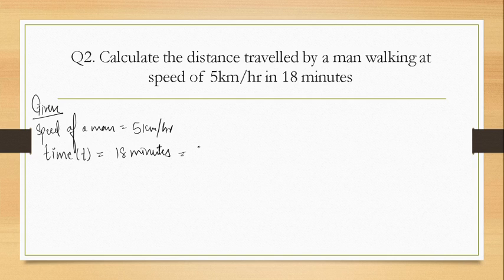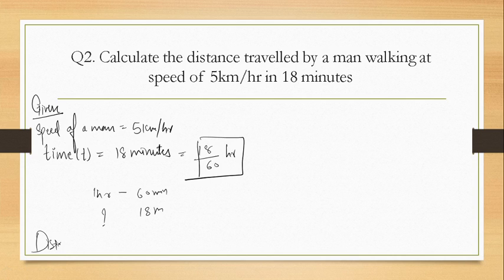Now 18 minutes can be converted into hours: 18 by 60 hour. How did I do that? See, 1 hour contains 60 minutes. So 18 minutes will contain how many hours? 18 by 60 hour, right? So we need to find the distance. Look, we can't use 18 minutes directly, because here the speed is in kilometer per hour. Here we have to convert minutes into hours.